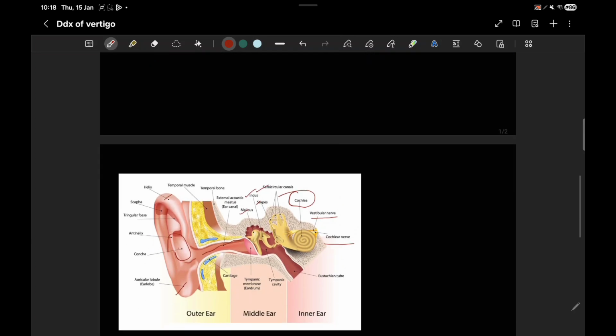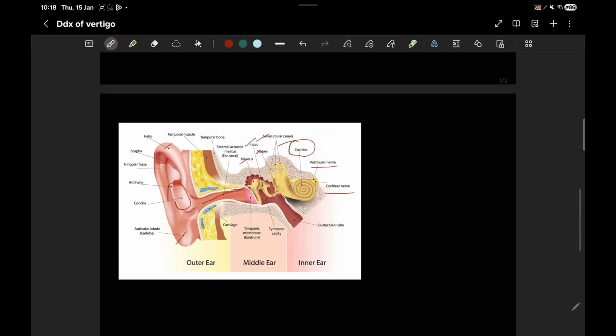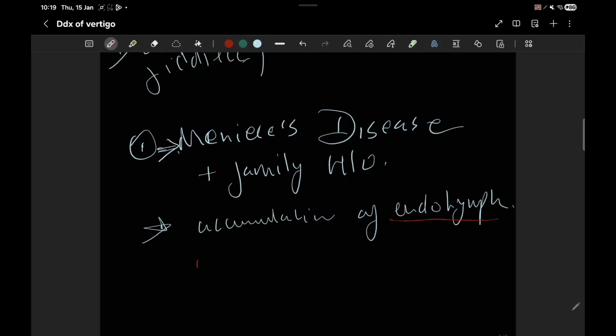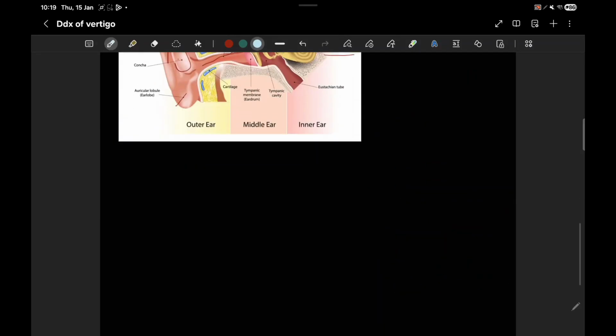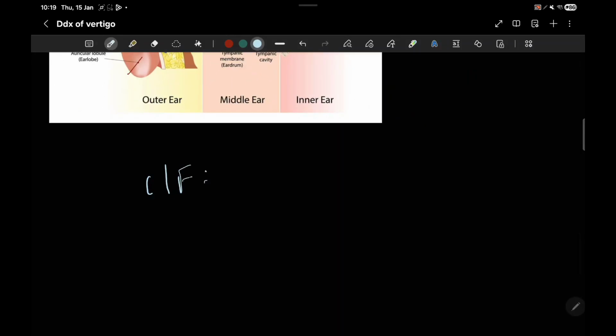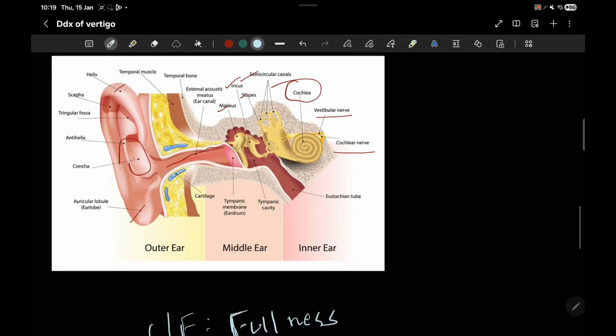So what happens in the labyrinth? There's an accumulation of endolymph in the labyrinth. The labyrinth is basically the inner ear structures, as we discussed before. What do the patients feel in Meniere's disease? What are the clinical features? You see patients having fullness in the ear because it's filled with fluid, the endolymph, which is there in the semicircular canals and basically the inner ear structures.